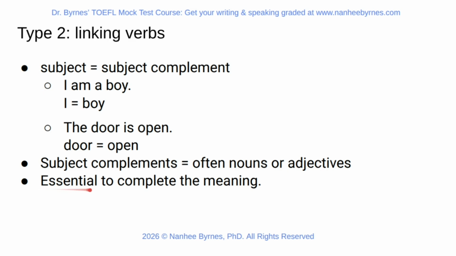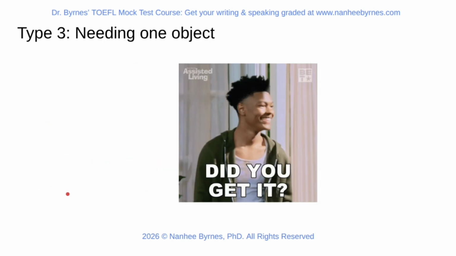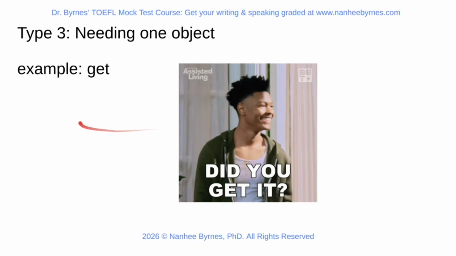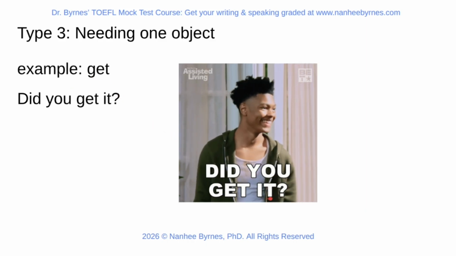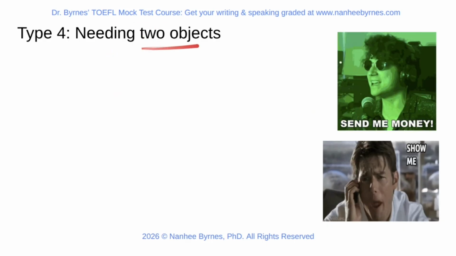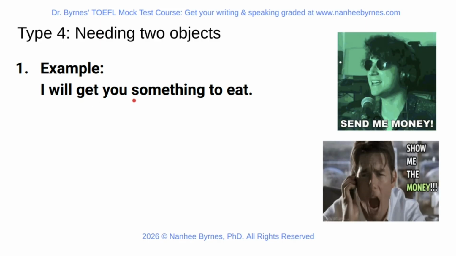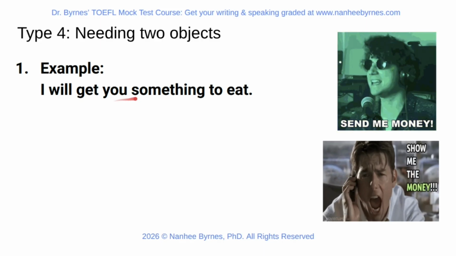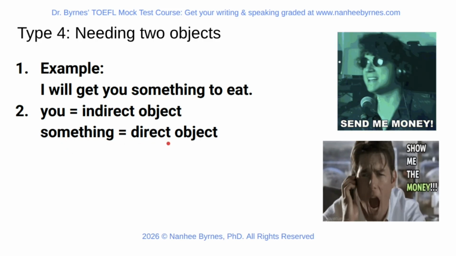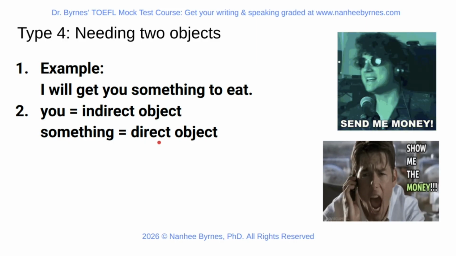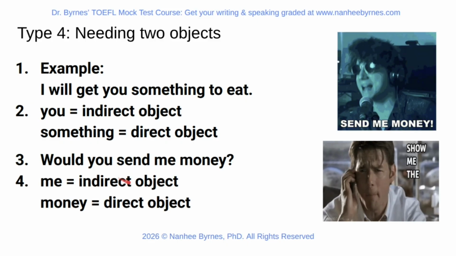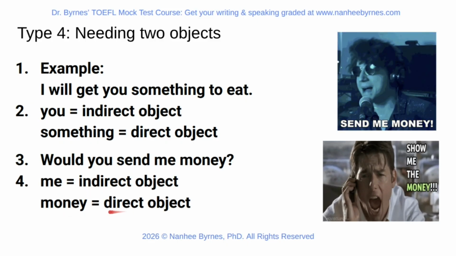Now let's look at the verb get. This verb can take one object. Example: did you get it? Many verbs like this can also take 2 objects. Example: I will get you something to eat. Here, you equals indirect object, something equals direct object. Let's look at another example. Would you send me money? Here, me equals indirect object, money equals direct object.